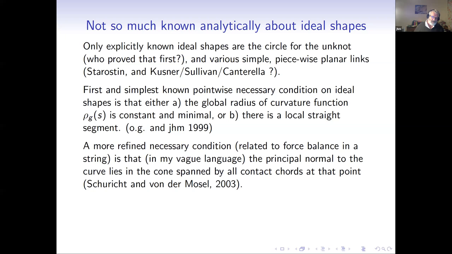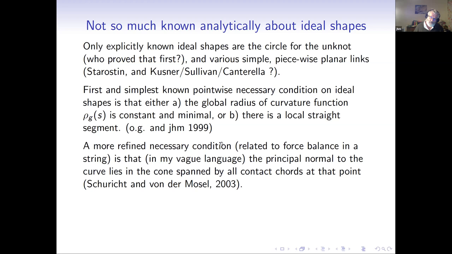Actually, I'd say my conjecture would be that ideal shapes are piecewise probably C infinity, but with jumps in curvature, right? And so there'd be isolated jumps. I mean, maybe there are kind of weird cases, but that's sort of the result you'd like to be going to. But as far as I know, no one's proved that, at least not for tight knots.